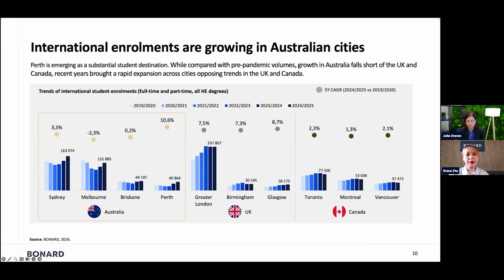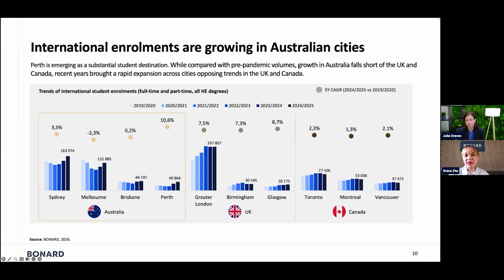Finally, on to the next page, let's take this down to the ground level where the students are actually going. So this is a snapshot of the international enrollments in major Australian cities compared against benchmarks in the UK and also Canada. What we see here is one of diversification. Sydney and Melbourne remain the giants, but look at Perth here, with the 5-year figure of 10.6%. It is emerging as a substantial student destination.